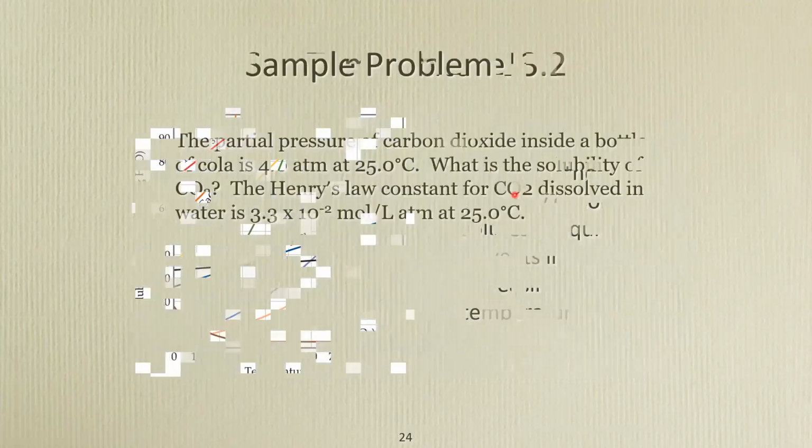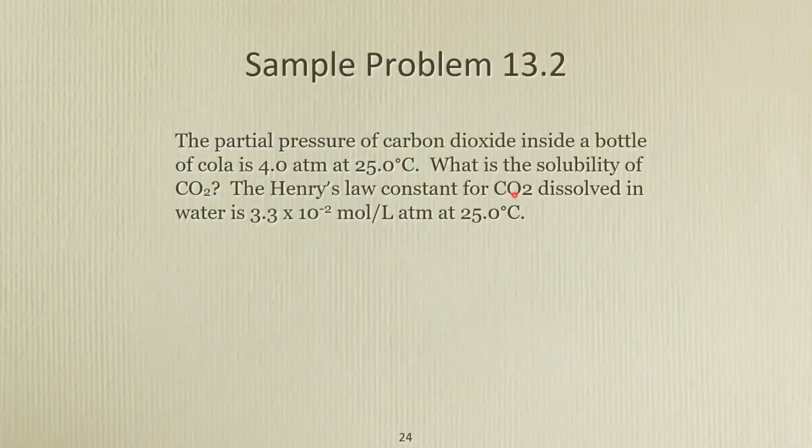But to go back to this question here, we're thinking about Henry's law and the solubility of those gases. So again, carbon dioxide is going to be the carbonation in soda. So if we look at this question here, the partial pressure of carbon dioxide inside a bottle of cola is 4 atmospheres at 25 degrees C. What is the solubility of carbon dioxide? And then the Henry's law constant for CO2 dissolved in water is 3.3 times 10 to the negative second mole per liter atmosphere at 25 degrees C.